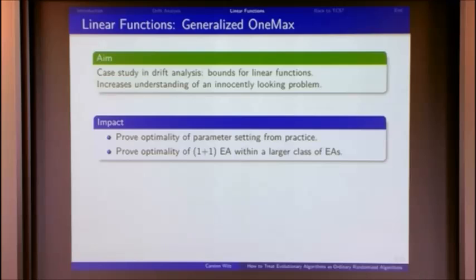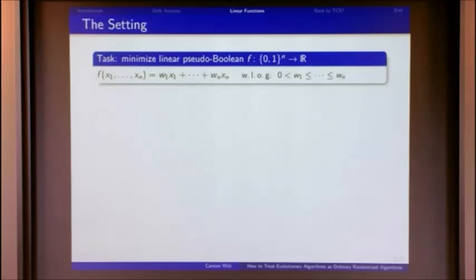So the setting is a generalized 1max, as I promised, a linear pseudo-Boolean function. So the function value is now a weighted sum of the 1 bits, and the weights are positive numbers without loss of generality. And we also can assume that the bit of highest index has the largest weight. Then these weights might now be very different. In the 1max case, all of them are 1. And the question again is, how long does it take an evolutionary algorithm to find the optimum? Minimizing this, so how long does it take the algorithm to find the all-zero string?